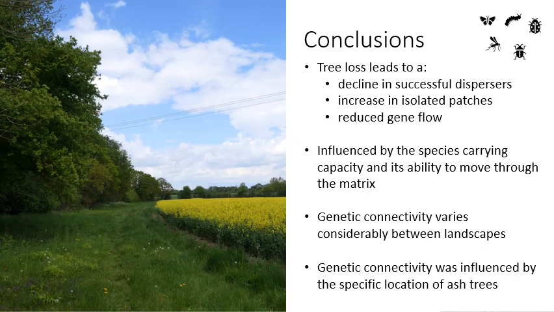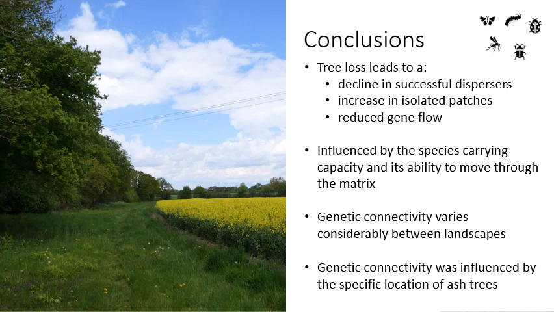So we've shown with these results that tree loss leads to a decline in successful dispersers and an increase in isolated patches and reductions in gene flow. What I found particularly interesting with these results is the non-linear relationship. It suggests that we could potentially identify a critical threshold at which points we're likely to see these severe impacts of tree loss, which is influenced by both the carrying capacity and the ability of an individual to move through the matrix.